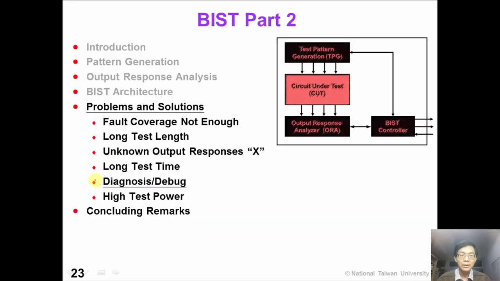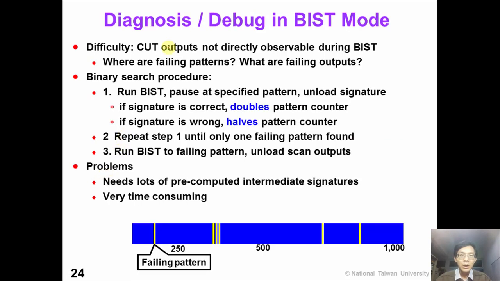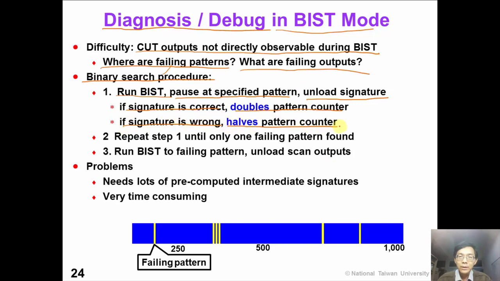Now let's have a look at the diagnosis problem in BIST mode. Diagnosis or debug is typically very difficult in BIST mode because we don't have direct observation of the CUT output. So we don't know where the failing patterns are and what the failing outputs are. Typically, people can use something like a binary search procedure to find the failing pattern. First, we run the BIST and we pause at a specified pattern. We unload the signature. If the signature is correct, we can double the pattern counter. If the signature is wrong, we want to halve the pattern counter. This procedure is repeated until we have found one failing pattern.